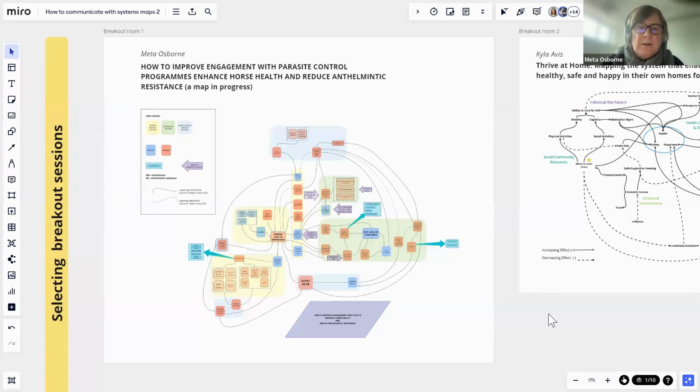The context of my map is that I was asked to help with a project. I'm an equine vet, and I was asked to help with a project at our vet school, looking at how to help equine vets and horse owners engage in parasite control programs, because we have a major issue with anthelmintic resistance. Anthelmintics are the drugs you use to control worms in horses, and because of this resistance problem, we're seeing serious cases of clinical disease. So it's in everyone's interest to adopt these new programs, but they have issues, and so we're trying to get everyone on the same page.